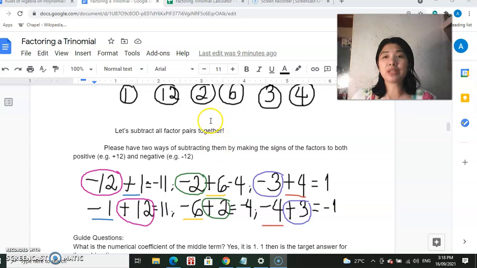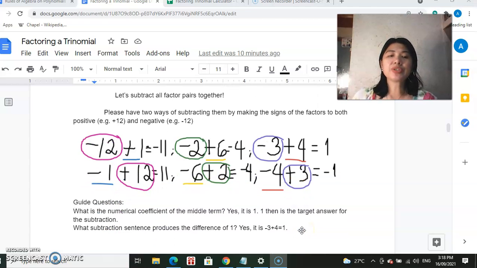And now let's move on to the factor pair 2 and 6. So there is a trial where 2 is negative and 6 is positive. And there's also a trial where it is 6 that has the negative sign. So we have negative 6 and positive 2. And for the last pair, 3 and 4, we have a trial where 3 is negative, 4 is positive, and another trial where 3 is positive and 4 is the negative number. So we will then add them. Negative 12 plus 1 is negative 11. Negative 1 plus 12 is 11, and so on and so forth.